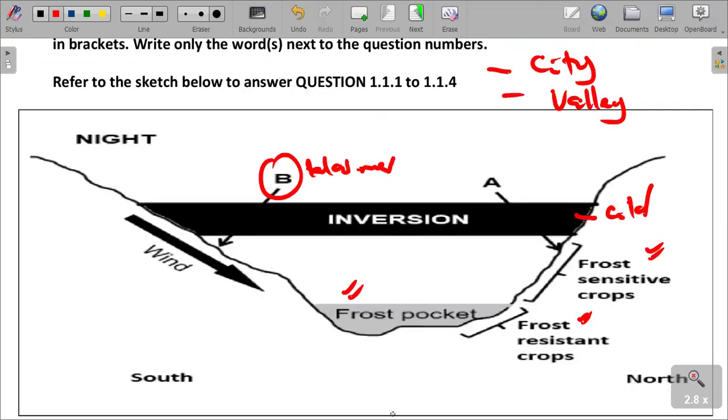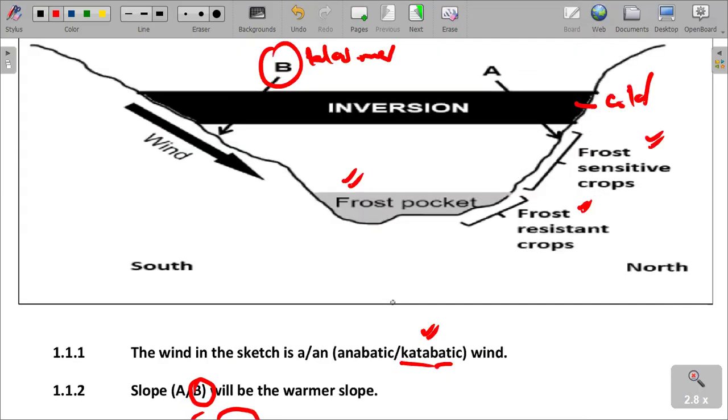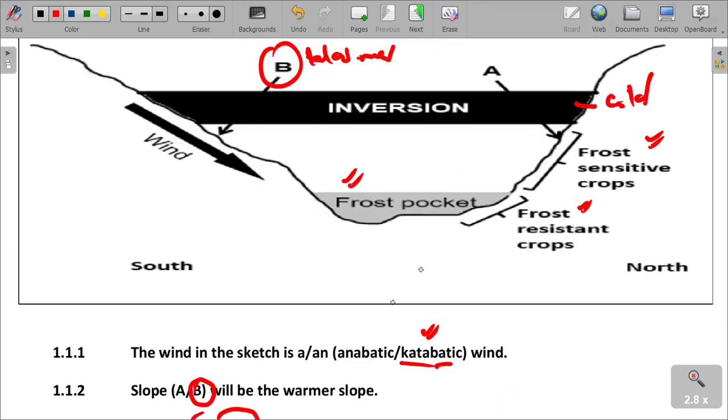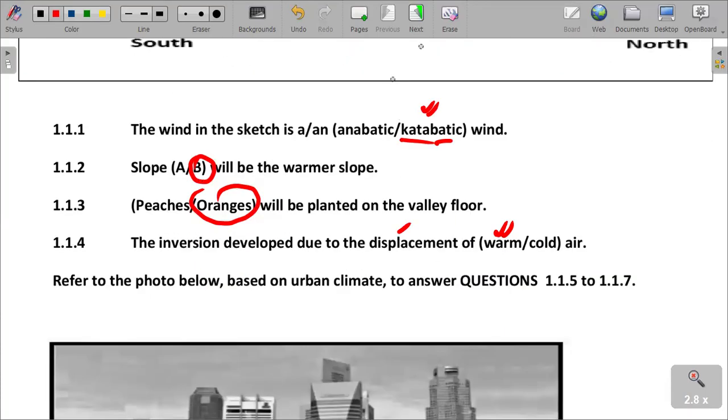So we have an inversion layer that is forming in the valley there, at a certain temperature. We have warm air enclosing the river there. On the river floor we have cold air, but as we go up the slopes of the river, it is submerged with warm air.